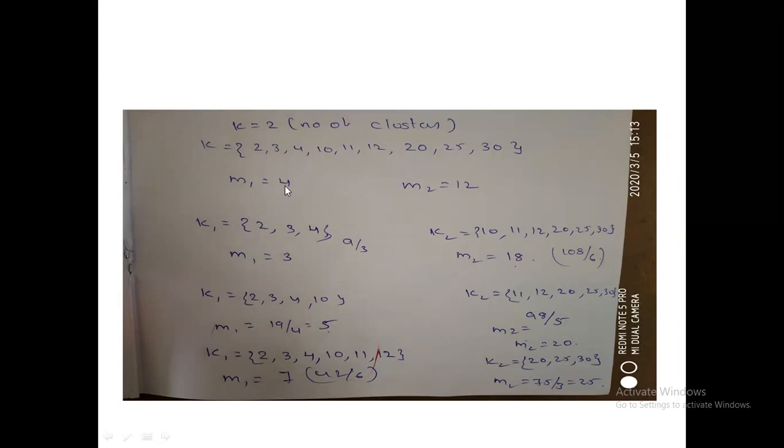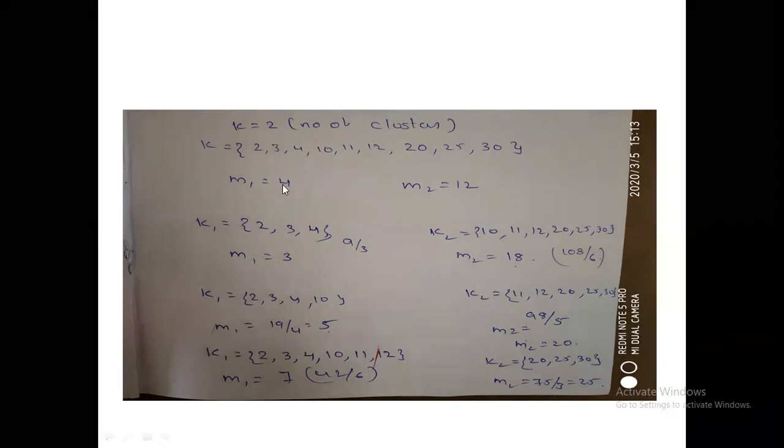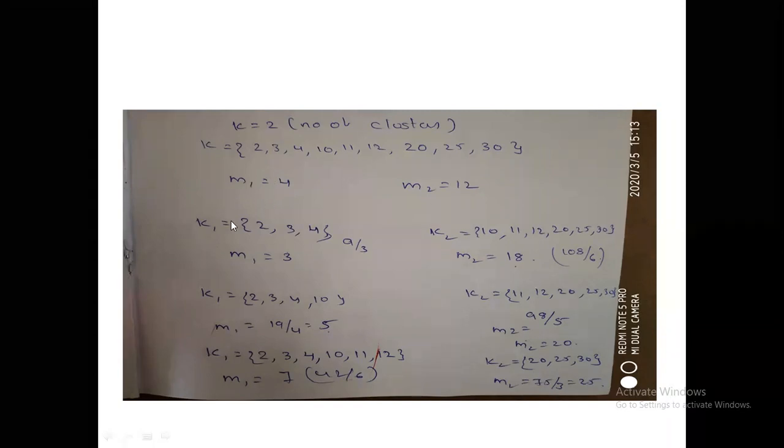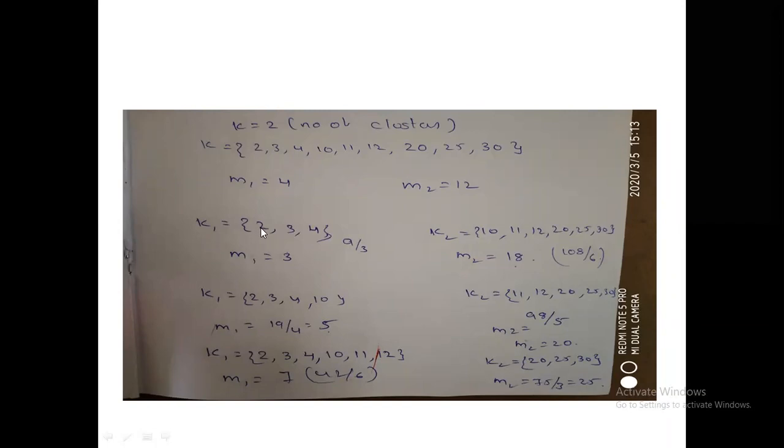The points nearer to M1 we are going to form into cluster K1. What are the points nearer to 4? Obviously 2, 3, 4. So we say 2 minus 4, that is 2, and 2 minus 12, that is 10. Which one has the least value? That is 4. That is why we place this second object into the cluster K1. Likewise, we have to check all the values.